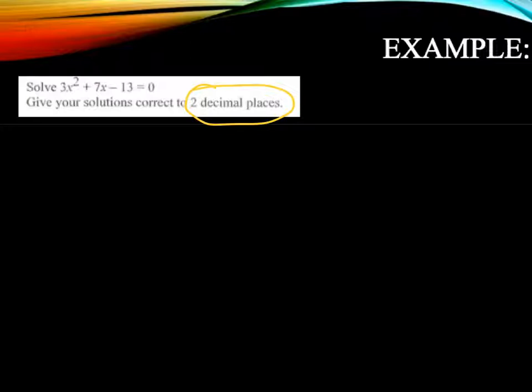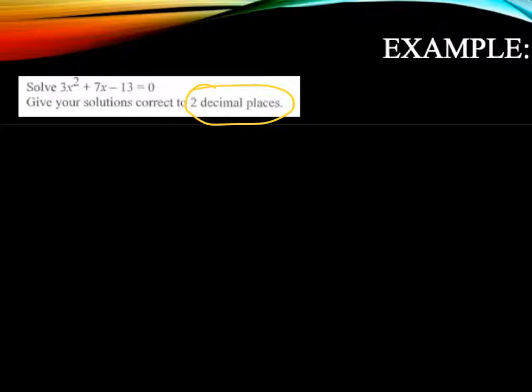If it was asking you for a solution, but it didn't say this, there's a good chance that it might factorise, and you can factorise and solve it. Or you might be able to complete the square on it and solve it that way. The big clue in most of the GCSE questions is this part. If it says to decimal places or significant figures, then we're going to be using the quadratic formula.